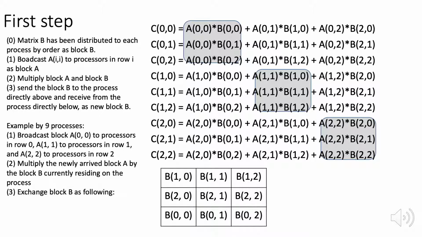In the first step, the matrix B has already been distributed to each process by order as block B. Firstly, we broadcast the A(i,i) block to processors in row i as block A. Then we multiply block A and block B. Third, we send block B to the process directly above and receive from the process directly below as the new block B. There is an example with 9 processors.